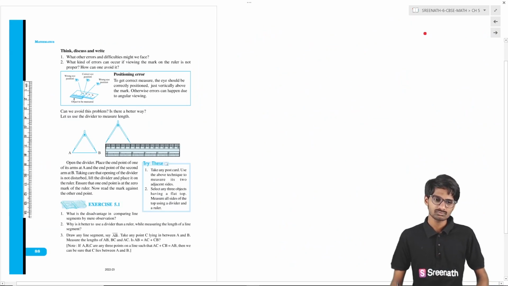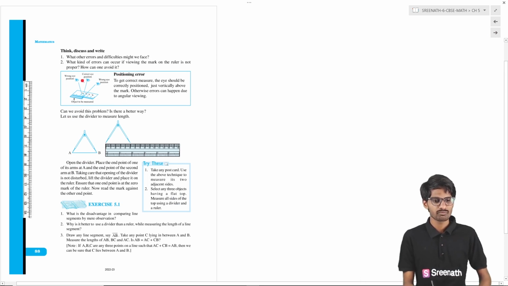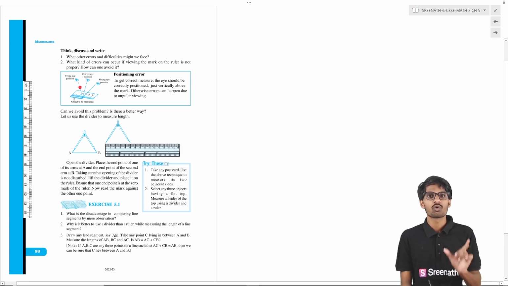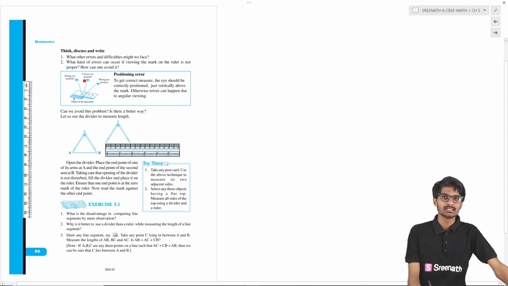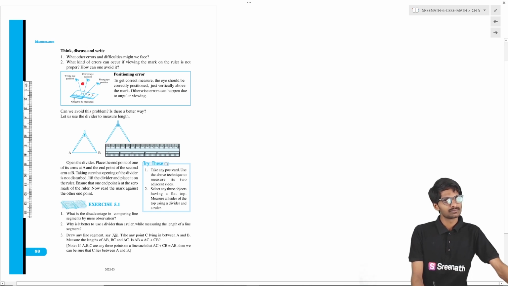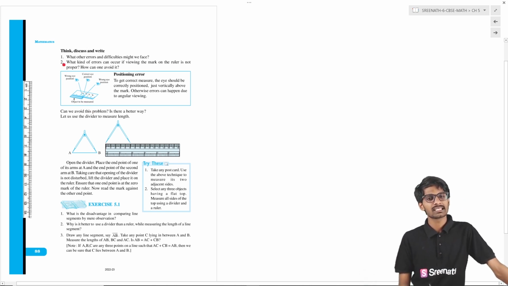And one more error is the positioning error. What does positioning error mean? If you want careful observation or a correct reading, your eye must always be perpendicular to the ruler. Suppose you are seeing from a certain angle or from one side of the ruler like this, you will get some error, or from the other side also you will get some error.